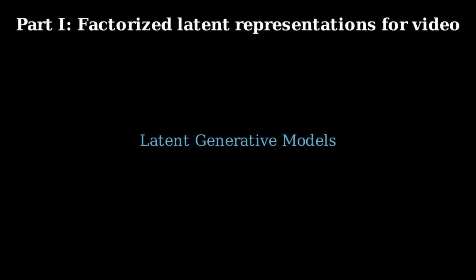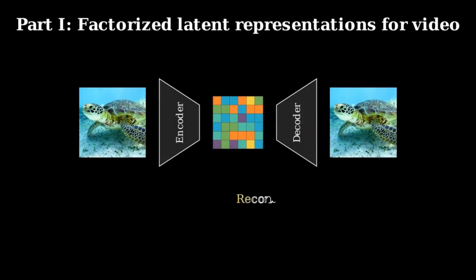Welcome to Part I of this tutorial, where we will dive into factorized latent representations for video generation. Let's start by briefly reviewing how modern latent generative models operate on static images. Generating high-fidelity content directly in the high-dimensional pixel space is computationally prohibitive. To reduce this burden, we use an autoencoder architecture. The encoder compresses the raw image into a much smaller latent representation.